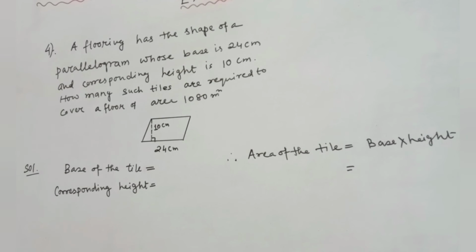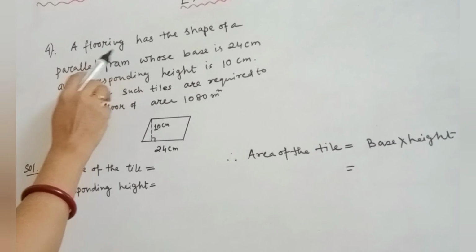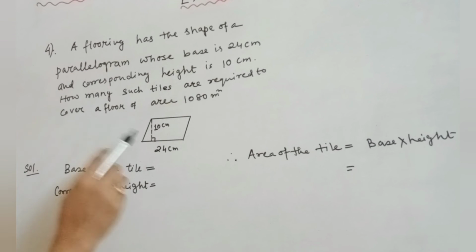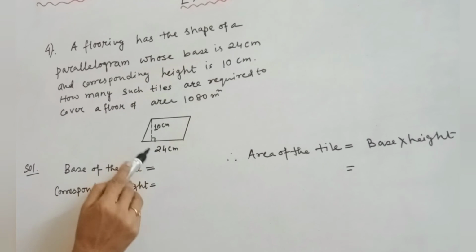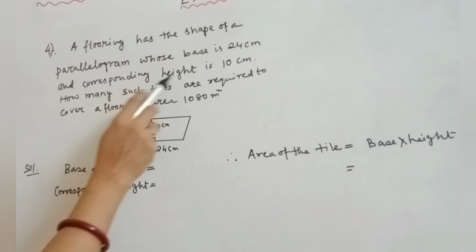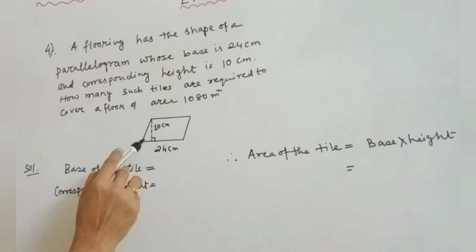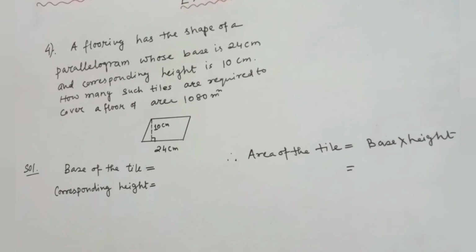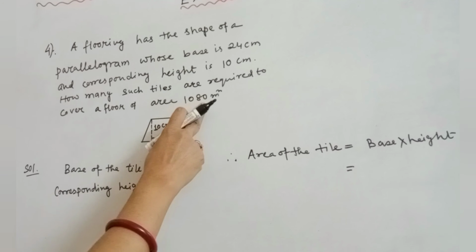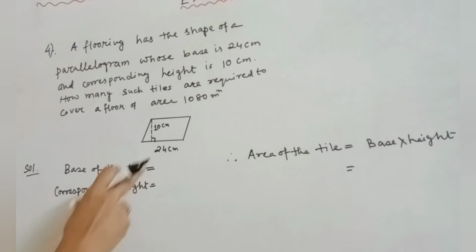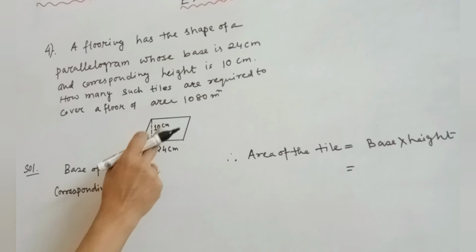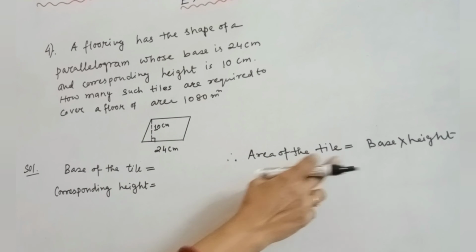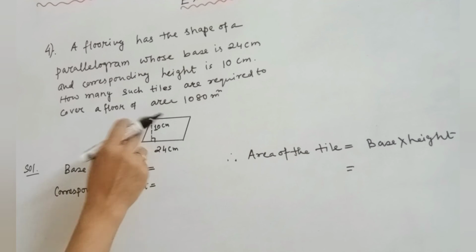Now question number 4. A flooring tile has the shape of a parallelogram. You can see a rough diagram of a parallelogram I have taken. A parallelogram whose base is 24 centimeter and corresponding height is 10 centimeter. How many such tiles are required to cover a floor of area 1080 meter square? The area is given, 1080 meter square. Now you know the area of one tile: the area of a parallelogram is base into height. Base is given, height is also given.